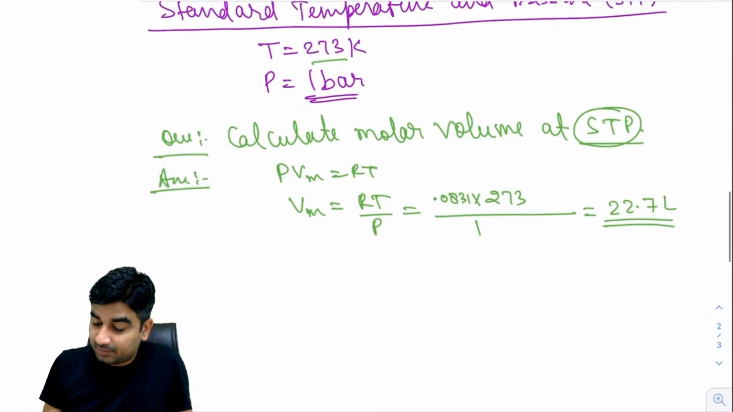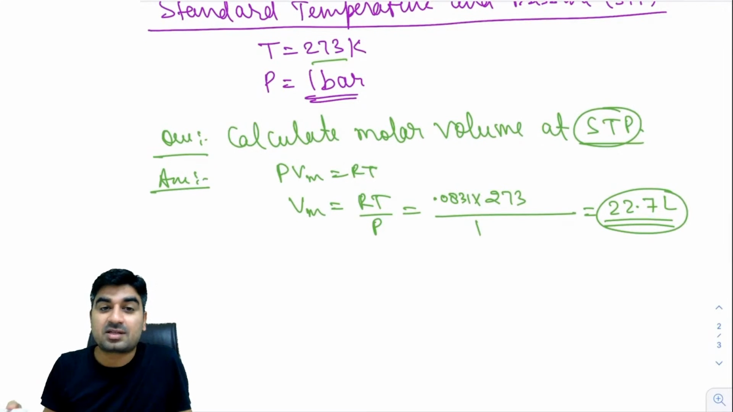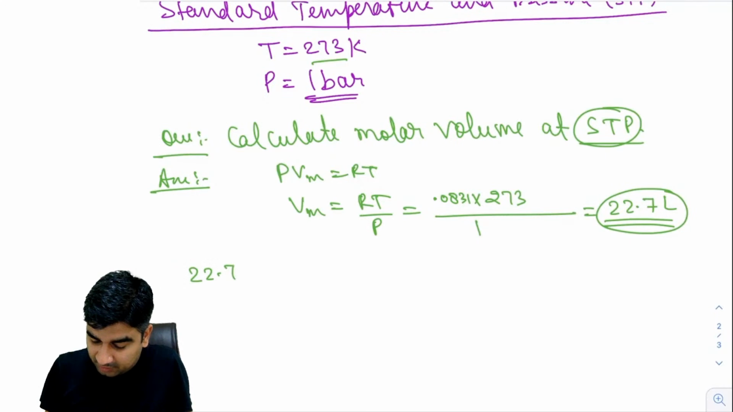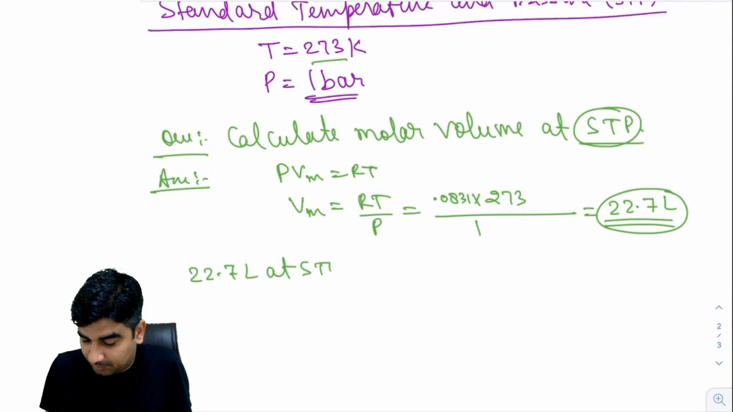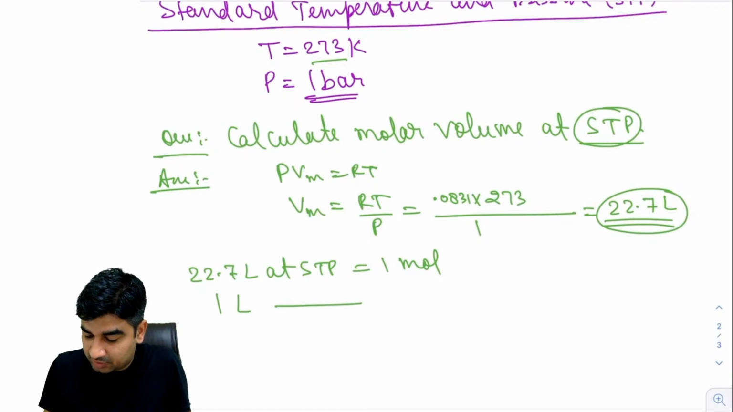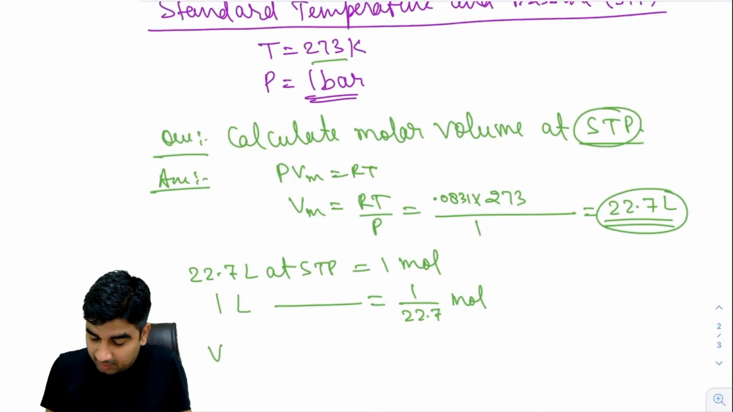So now you know the formula. This is basically molar volume. So 22.7 liter at STP means 1 mole. So 1 liter will constitute 1 by 22.7 mole, and V liter will constitute V by 22.7 mole.